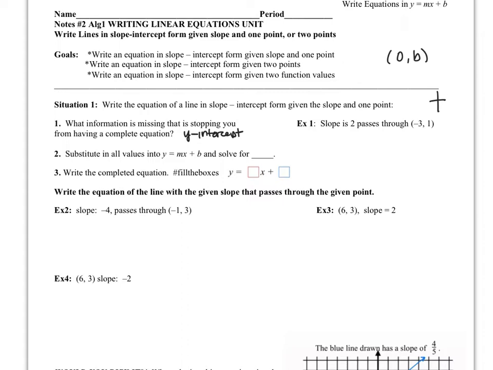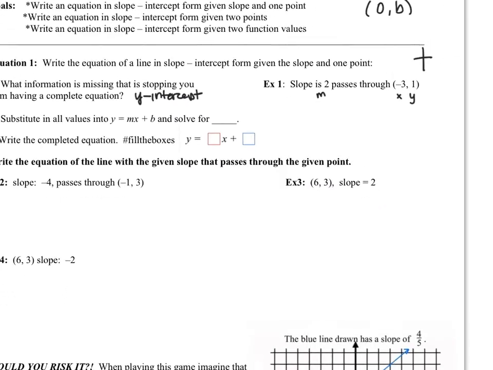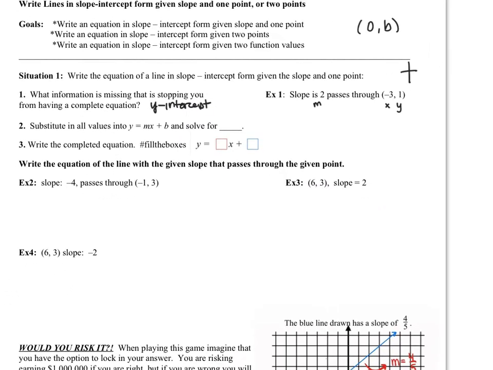But I have my slope, which is my m value, and I've got an ordered pair, which is in x comma y format. And so what this is going to allow me to do is to substitute all my values into the slope-intercept equation, y equals mx plus b, and then solve for b, since I'll only have one unknown value. So if I begin by writing my formula, I can replace y with 1, I can replace m with 2, and I can replace x with -3. The item that I can't replace is b.